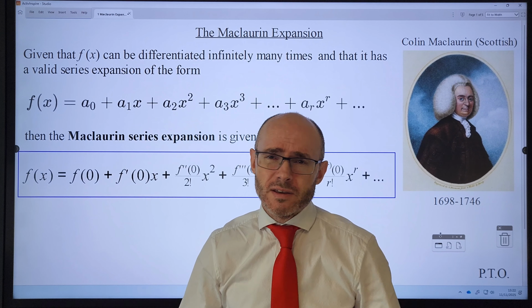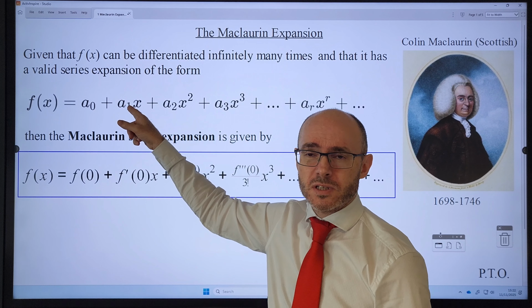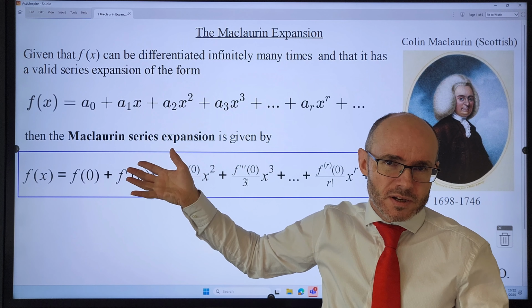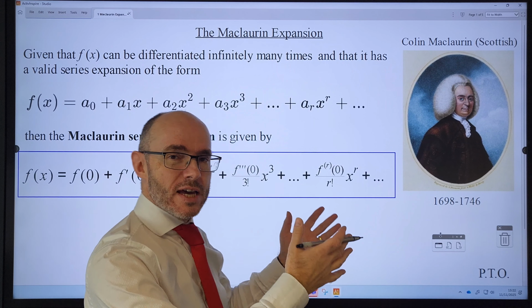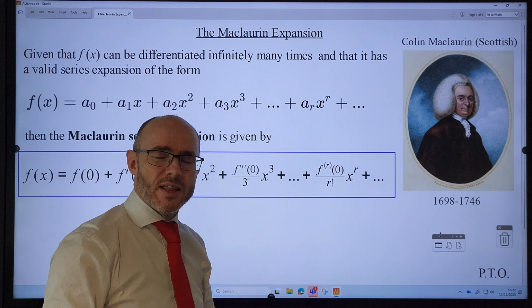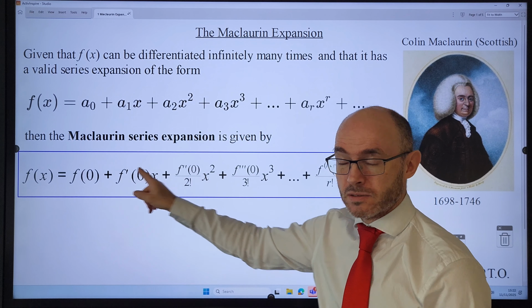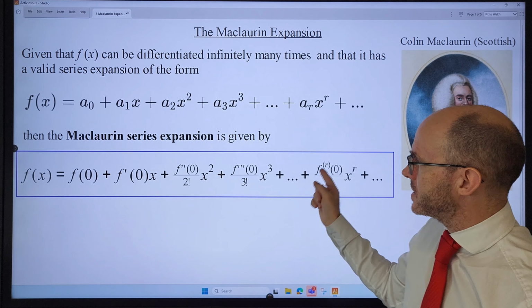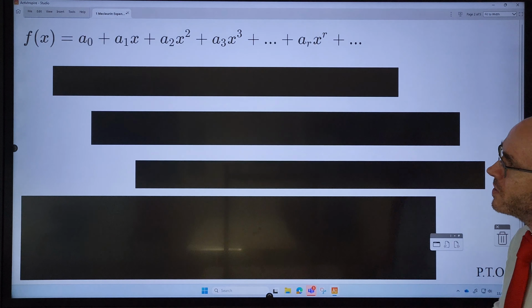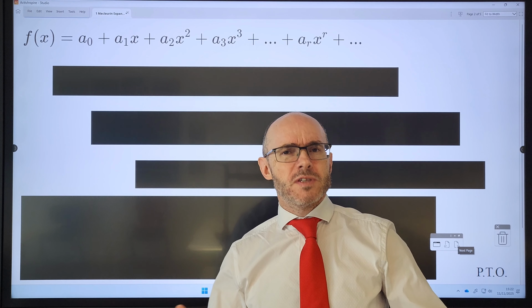It could be a quadratic. It could be f of x is 2 plus 3x minus 4x squared. Okay, but this is a general polynomial written this way, and then we're going to do things with it. And I'm going to show you that it can be written essentially as this, and that's what we call the Maclaurin Series Expansion. So to do that, we're going to need to differentiate several times.